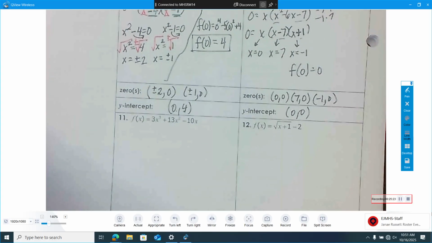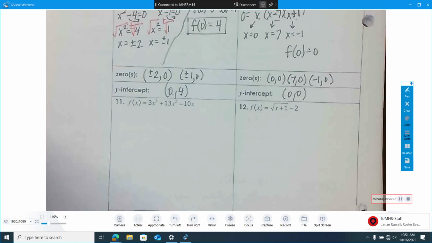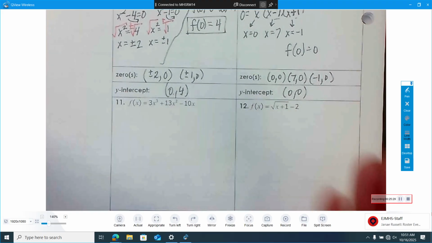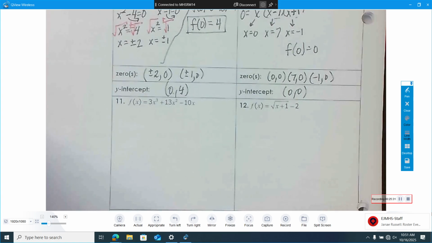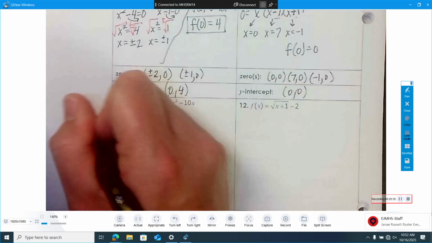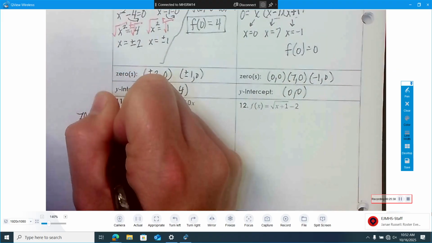Let's look at 11. You're doing great. This is a great day. This is my favorite kind of math right here. So exciting. Having fun over there. I love just solving.